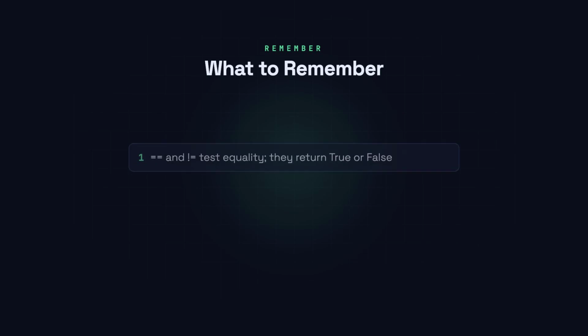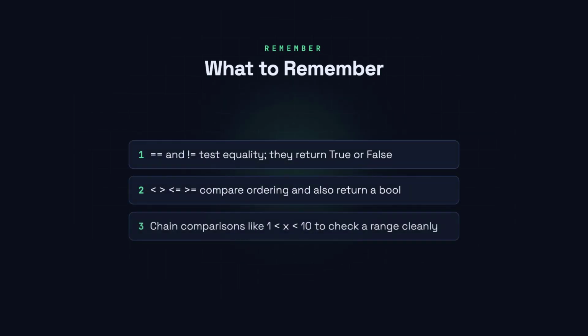Three things to take away. Use double equals to test equality. Use the angle brackets for ordering. And remember, you can chain two comparisons together in one clean expression.